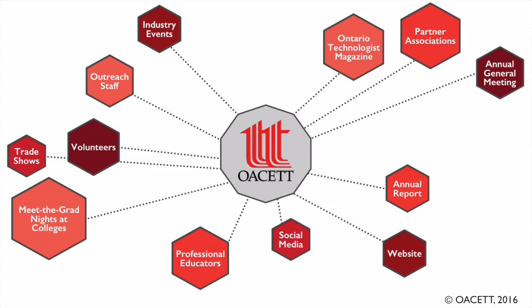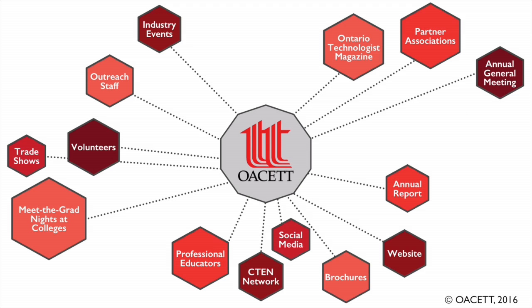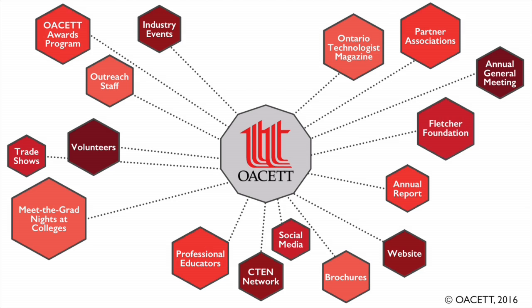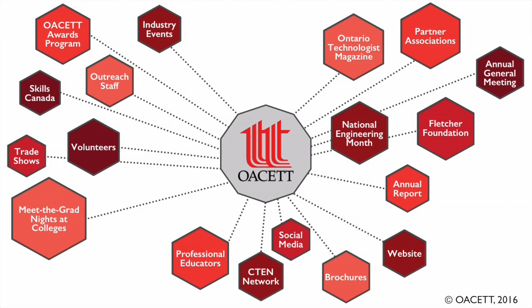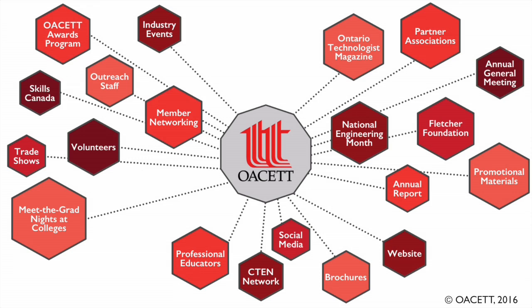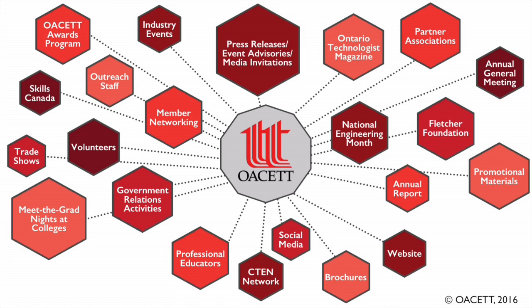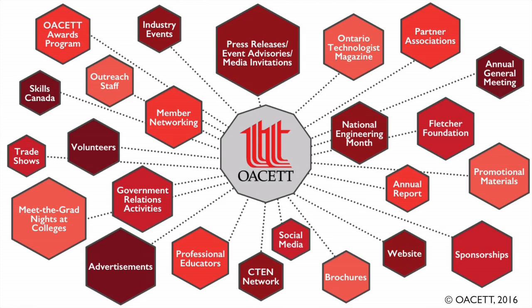Partner associations, there's the C10 network, brochures, the OACETT Awards program, the Fletcher Foundation, NEM, Skills Canada, promotional materials, just the networking that members do, all the government relations activities, the press releases, event advisories, media invitations, advertisements, and sponsorships. So there's a lot of marketing channels here that OACETT is using. And you'll notice you're part of that.